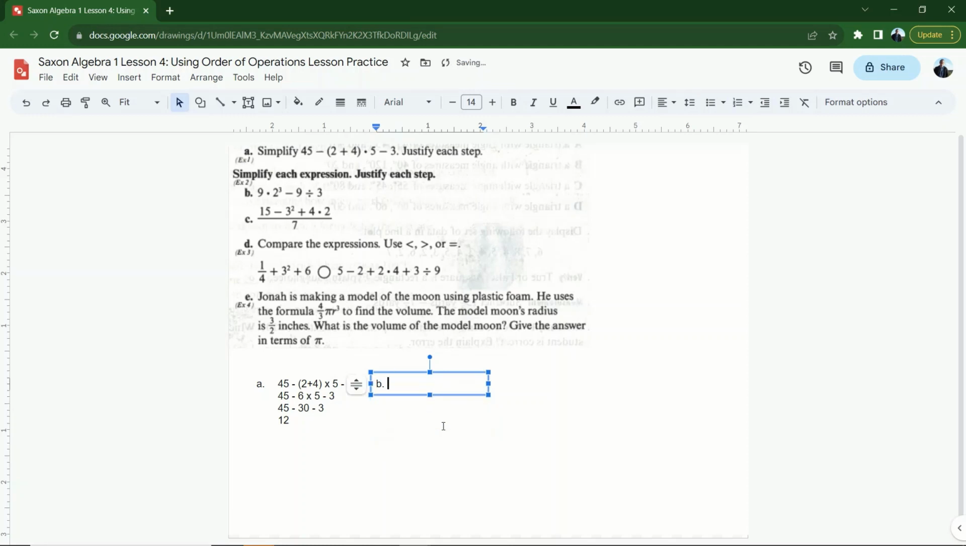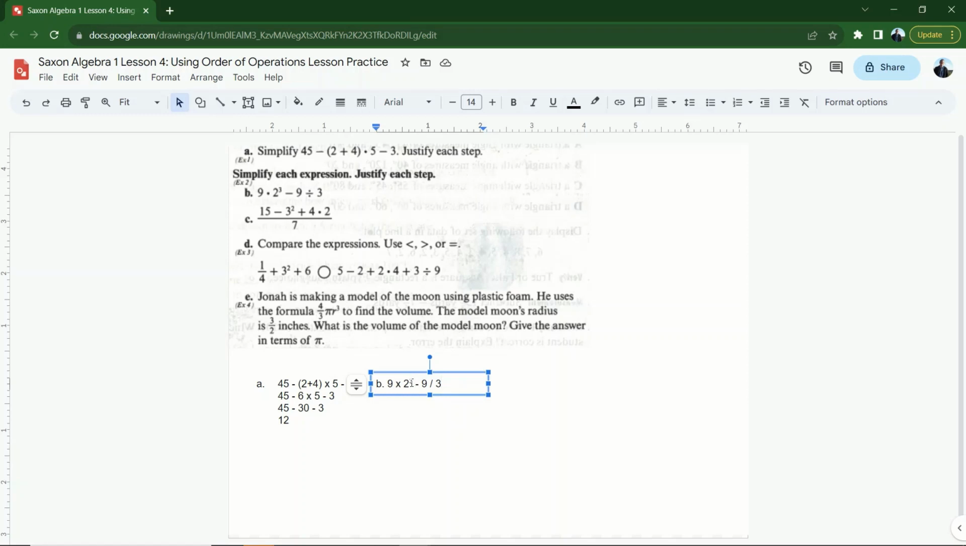This case, they ask us to justify each step. I was kind of doing that as I went along with letter A anyway, but let's do it. So 9 times 2 to the third power. All right. And then we're going to do minus 9 and then divided by 3. I don't know that I have a good divided symbol on here, so I'm just going to use the slash as the divided symbol, knowing that that's the same as this division symbol here. Really, honestly, this means the exact same thing. Okay, so 9 times 2 cubed minus 9 divided by 3.